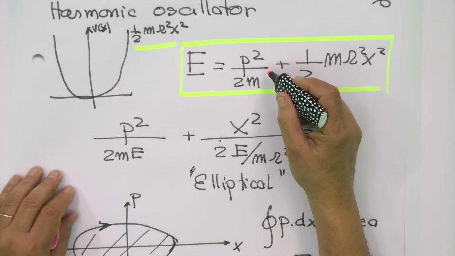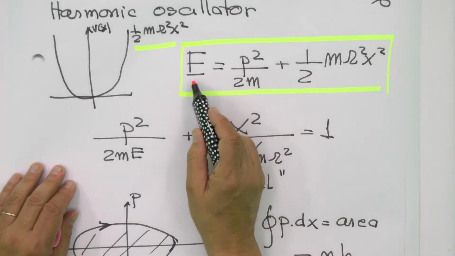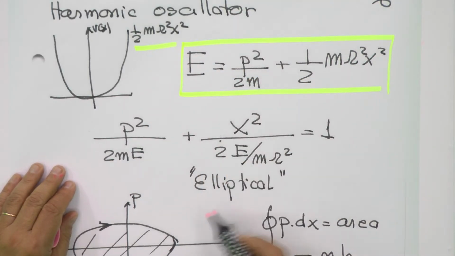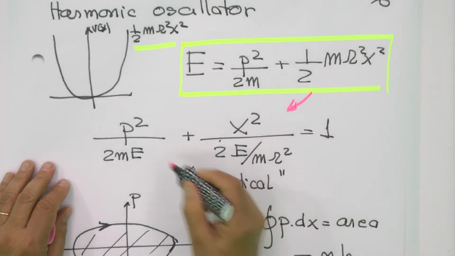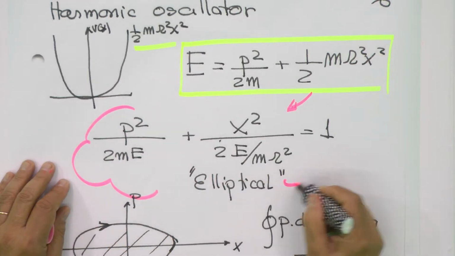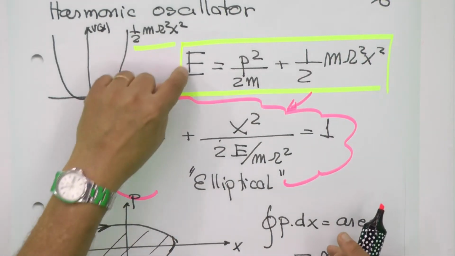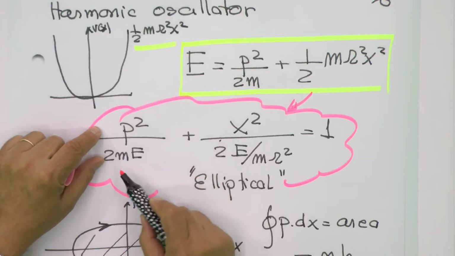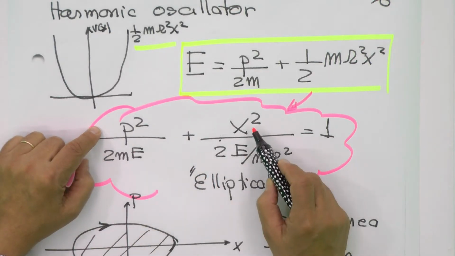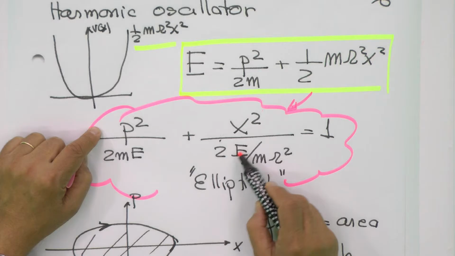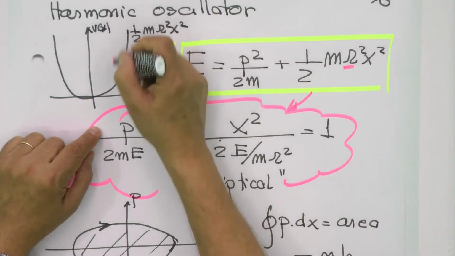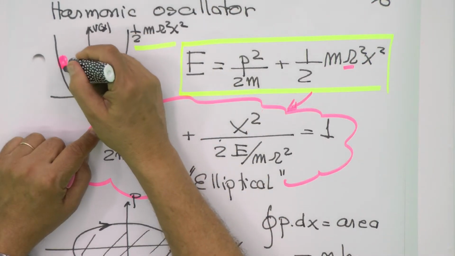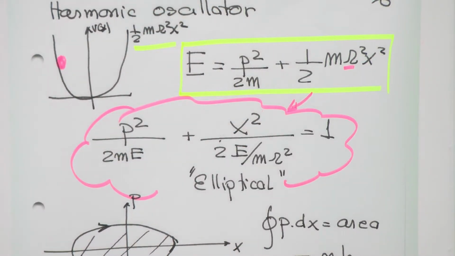Now I can take this expression. I can divide everything by E, right? So I'm going to rewrite this expression following this. I divide by E, so this is 1. And then I have p squared divided by 2mE. And here I have x squared divided by 2E divided by m omega squared, where omega is the frequency of the oscillator. If we put a particle here, it will oscillate with that frequency, classically speaking.